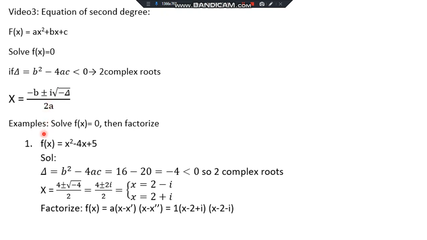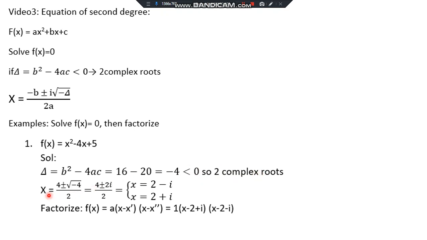So, for example, solve to understand it. Suppose you have an equation of second degree, you want to solve f of x equal to 0. If you do delta here, b squared minus 4ac, you have minus 4, less than 0. So we don't have real roots. We can solve it in complex roots.